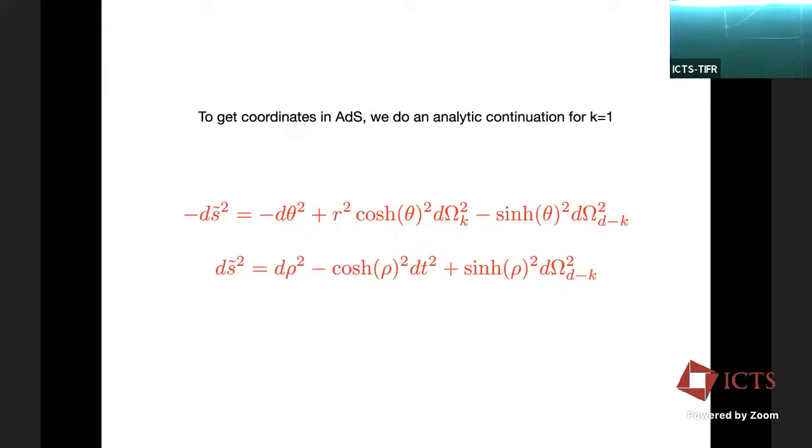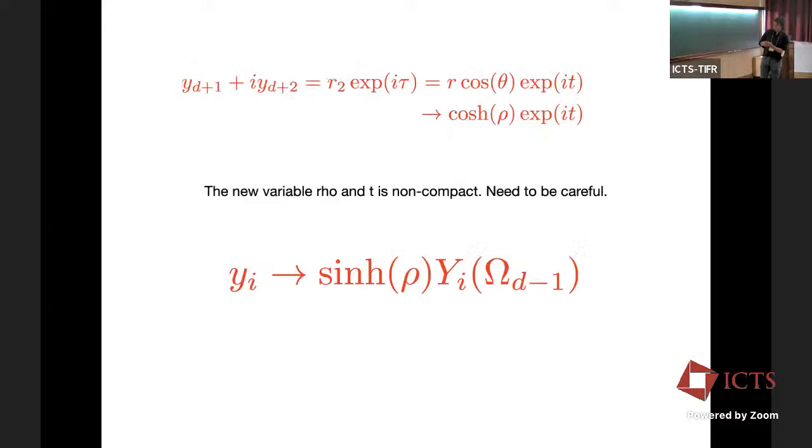So I picked an origin. The new variable rho that I invented here is now non-compact. It goes from 0 to infinity. It started as an angle, but now becomes a hyperbolic angle. But hyperbolic angles can be non-compact. And then this variable t still looks like it's periodic. If you actually look at the proper geometry of AdS, this hyperboloid that I showed has a non-trivial pi1, and you need to unwind that pi1. And that means that the t coordinate over here, even though it shows up in the exponentials, is not periodic. The function y d plus 1 plus i y d plus 2 is periodic, but t goes from minus infinity to infinity.